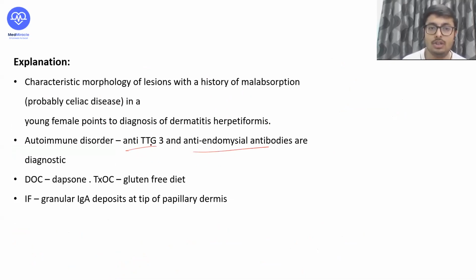So anti-tissue transglutaminase 3 antibodies and anti-endomysial antibodies, they are diagnostic, right? This is the most sensitive investigation, most sensitive antibody, and this is the most specific antibody. Please remember these two facts, right? Drug of choice is Dapsone for dermatitis herpetiformis, whereas the treatment of choice is gluten-free diet.